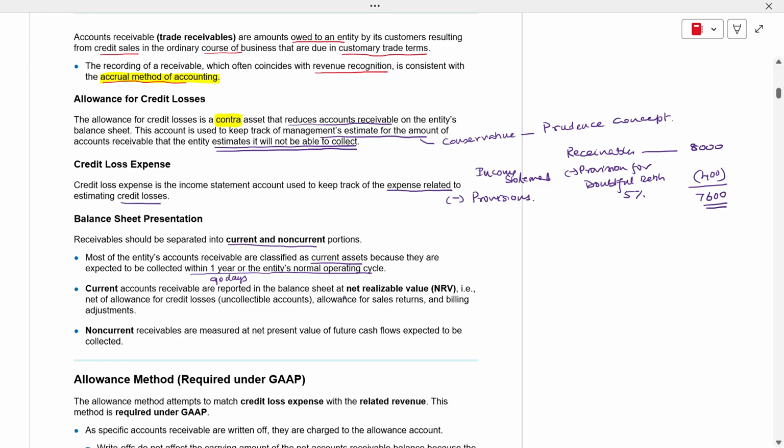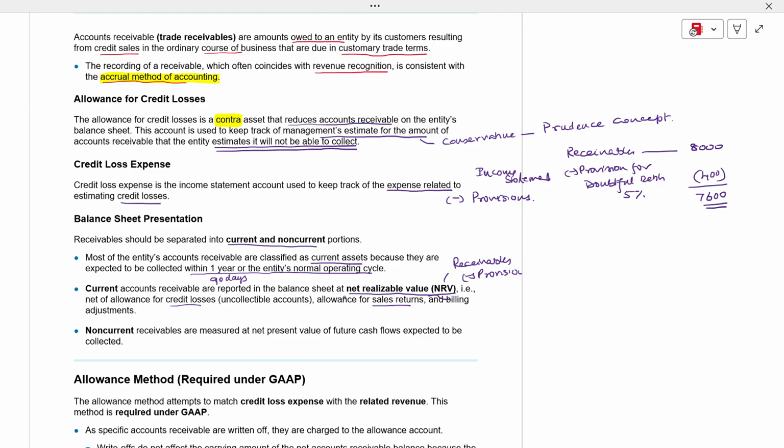Current accounts receivable are reported in the balance sheet at net realizable value. Net realizable value is nothing but receivables minus provision. Net of the allowances for credit losses, allowance for sales returns and billing adjustments. Whatever the sales returns are, whatever the adjustments and settlements are, it's applicable.